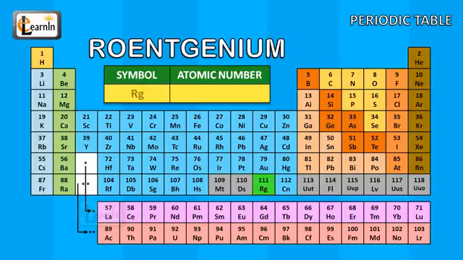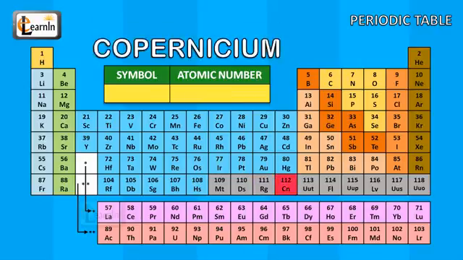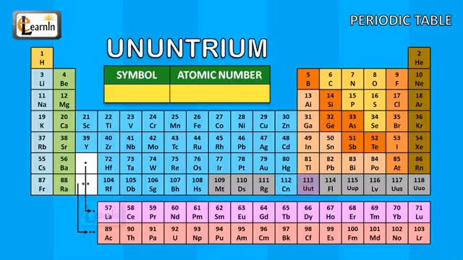The element roentgenium is represented as Rg and has an atomic number of 111. The element copernicium is represented as Cn and has an atomic number of 112. The element ununtrium is represented as UUT and has an atomic number of 113.